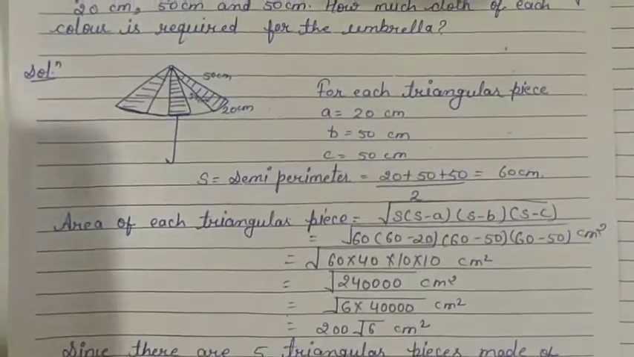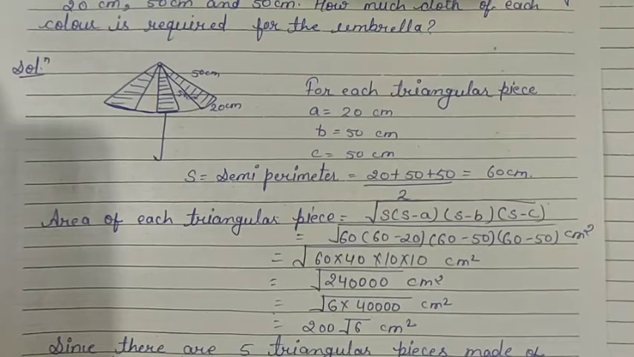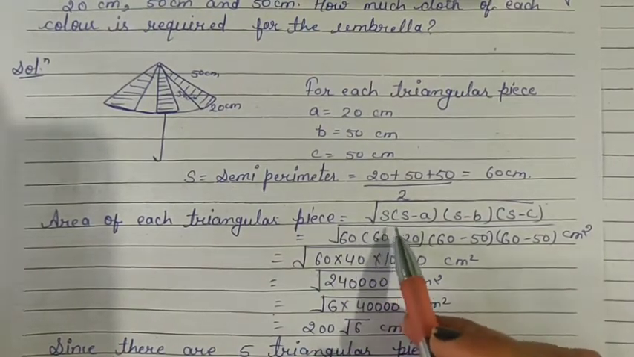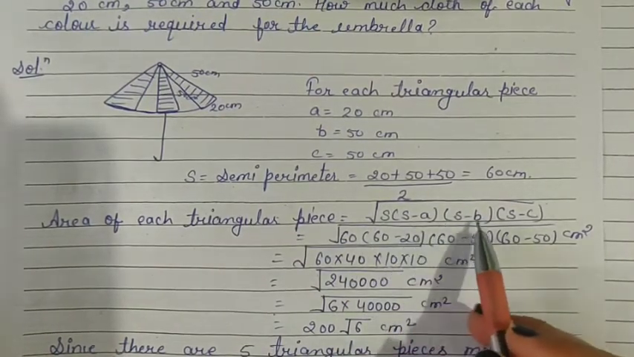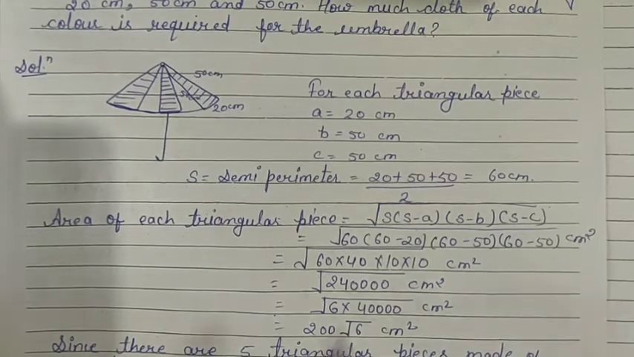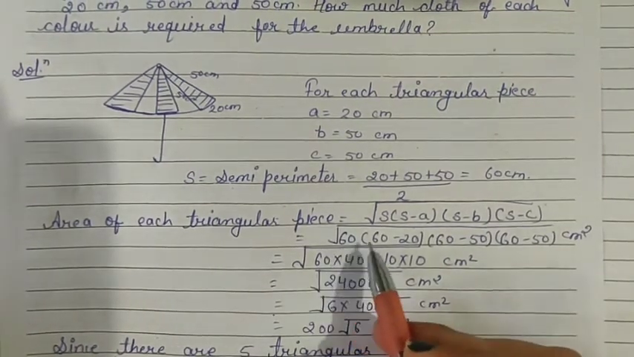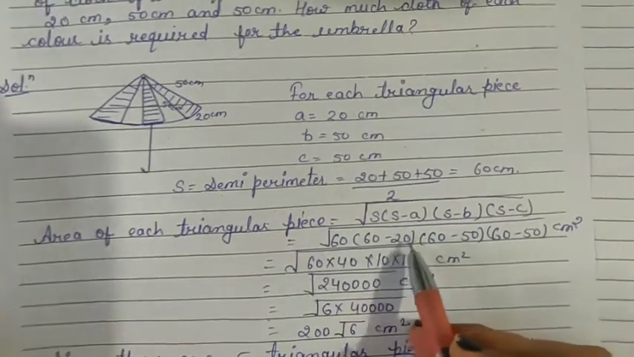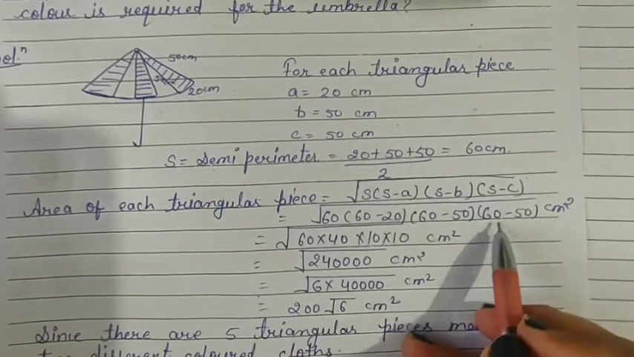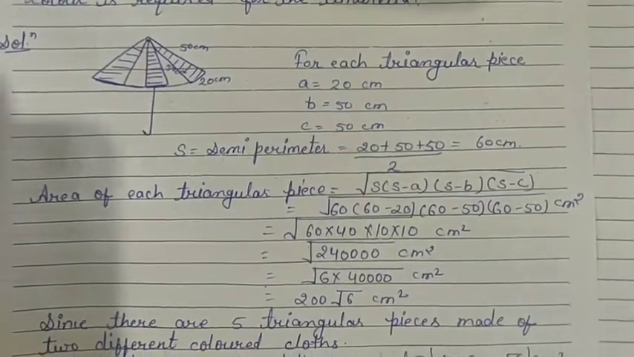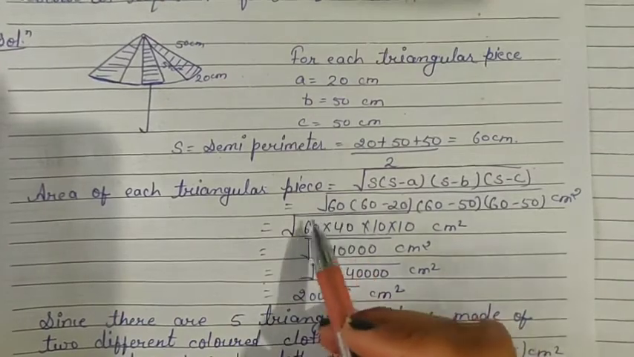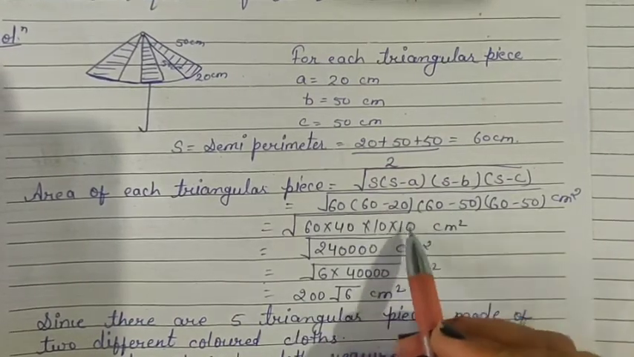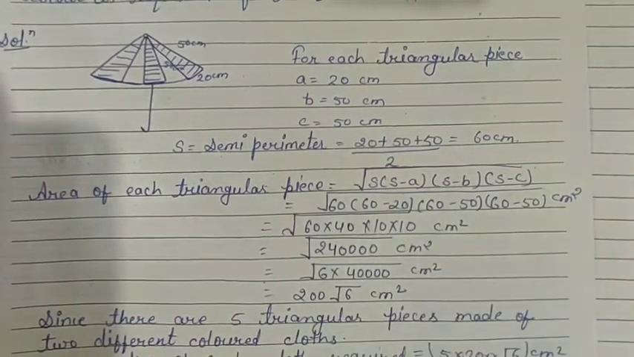Okay students, now the area of each triangular piece is the square root of s into (s minus a) into (s minus b) into (s minus c), which is the square root of 60 into (60 minus 20) into (60 minus 50) into (60 minus 50) centimeter square. When we solve it, we get 60 into 40 into 10 into 10 centimeter square.